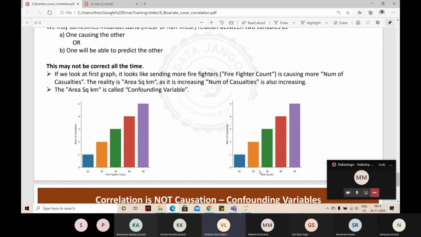It may be a wildfire, right? In the forest, the area is more, casualties are more. When area is more, obviously the firefighters are going to be more. But you should not look at the relationship between these two and try to build a model to predict number of casualties based on number of firefighters. Which one to eliminate, which one to take, you can make that decision also.